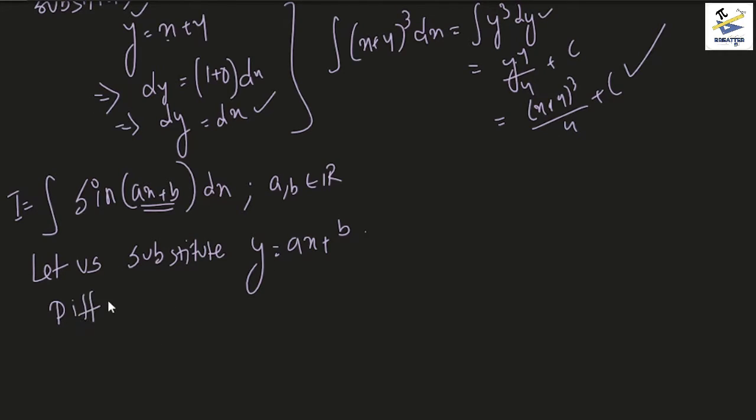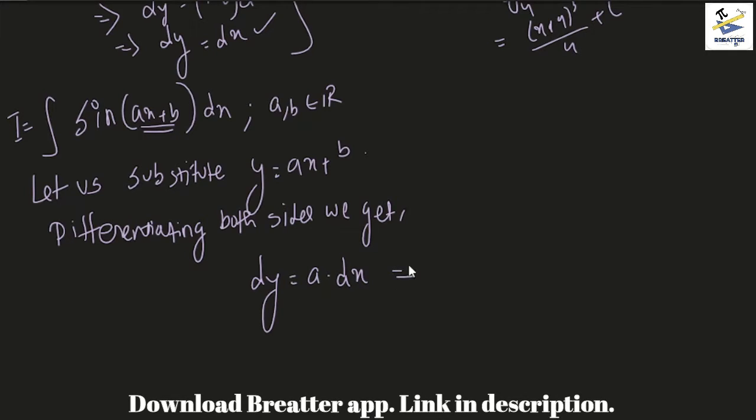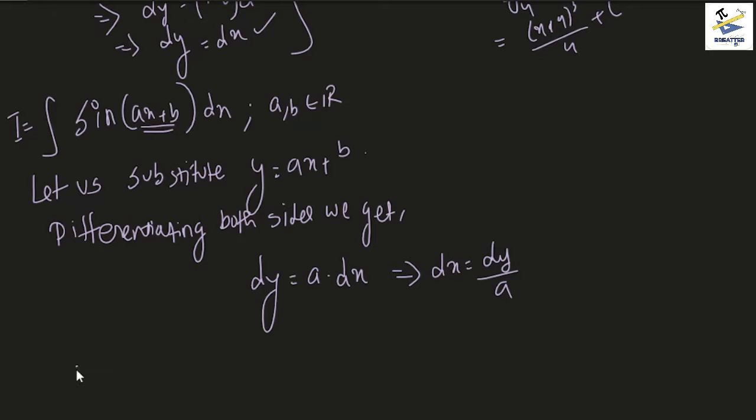So differentiating both sides, we get dy equals a into dx, because the constant b would disappear and the derivative of a into x is just a, and we have an extra dx always, as I told you. So dy would be a dx, or in other words dx should be equal to dy by a. Now this would turn our integration into sine of y, because ax plus b is y, and dx would be dy by a, and this would give you 1 by a sine y dy.